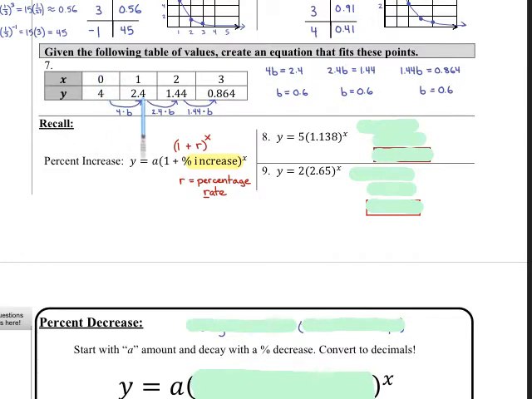In number 7, remember, if you get a table of values and they want you to create an equation that fits these points, remember, exponential functions are always about multiplying the previous value by something to get the next value, okay?